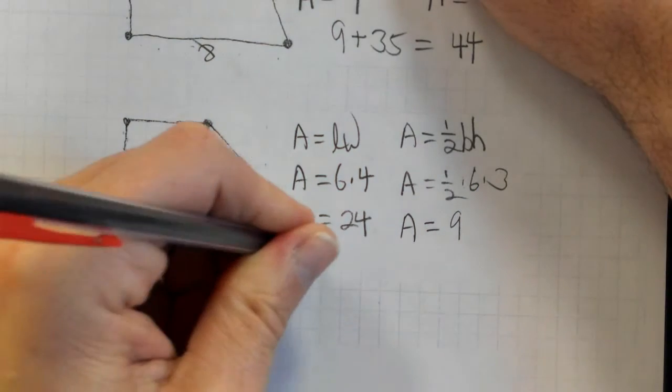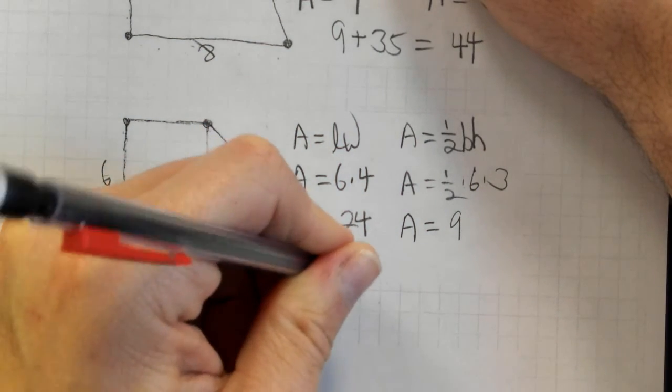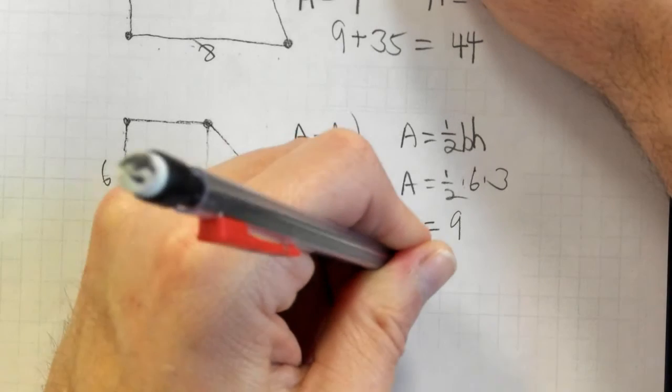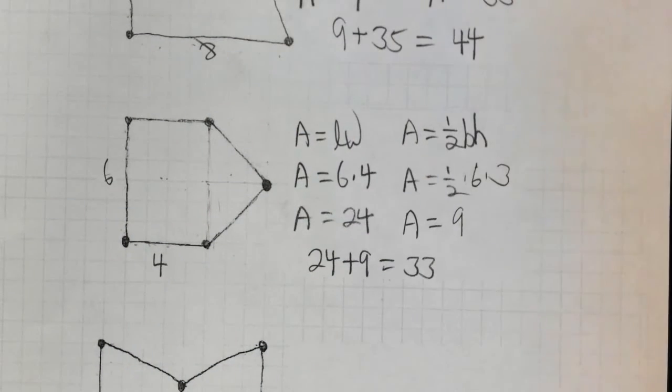So I have my two things I need to add together. 24 plus 9 makes 33. That's the correct answer there. All right? Again, find the area of each piece, add them together.